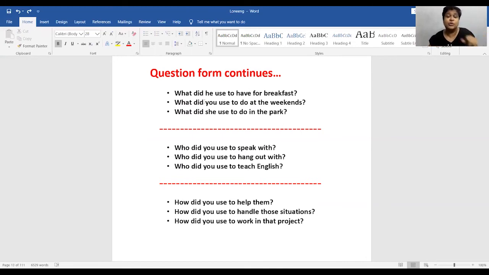What did you used to do at the weekends? What did she used to do in the park? Right? The next set of sentences is with who. Who did you used to speak with? Who did you used to hang out with? Who did you used to teach English? Right? Now, this is the set of sentences using the word who.